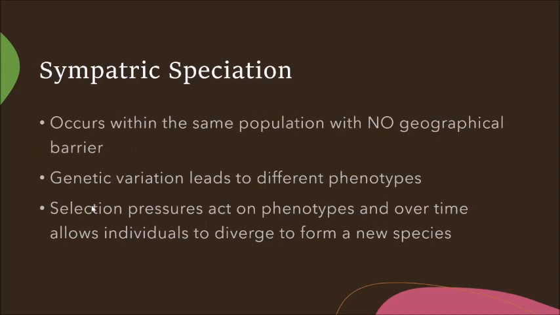Sympatric speciation occurs within the same population and there is no geographical barrier. So there's a couple of different ways that this is proposed. There's genetic variation which has different phenotypes, and then the selection pressures within the same population that act over time, allowing individuals with different phenotypes to diverge from one another to ultimately reproductively isolate and therefore become a separate species. And I'll give you an example of that with the Howea palms in a moment.